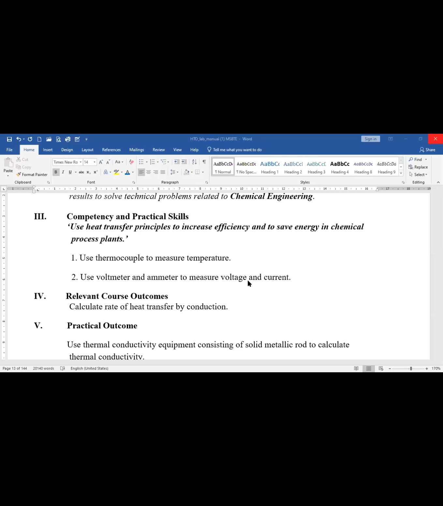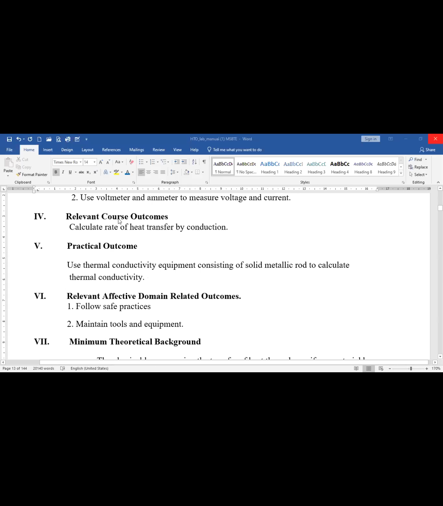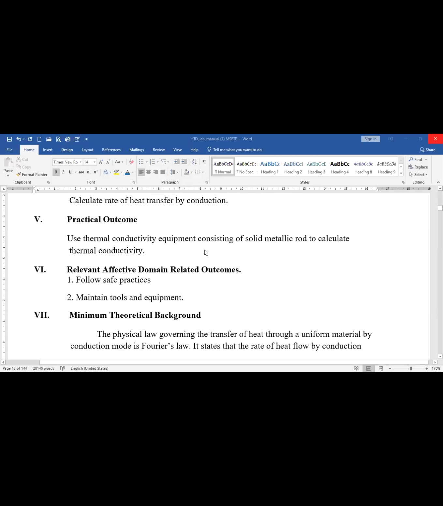For the measurement of thermal conductivity, we have to measure temperatures at various points of the rods or slabs, using thermocouples. Then we have to apply heat, which is why a voltmeter and ammeter are also required. The relevant course outcome is to calculate the rate of heat transfer by conduction, because only after calculating Q can we calculate the thermal conductivity. The practical outcome is to use the thermal conductivity equipment consisting of a solid metallic rod or slab to calculate the thermal conductivity with the help of the given apparatus.